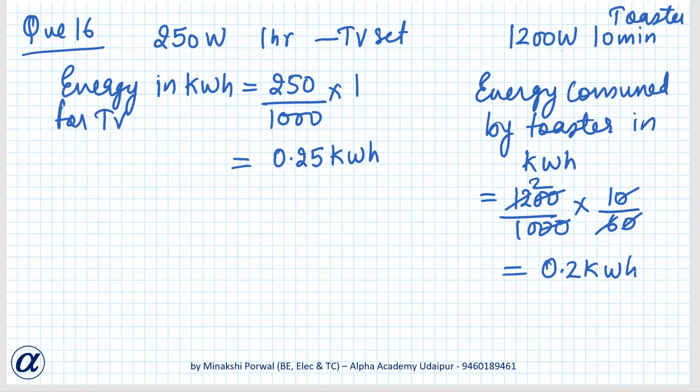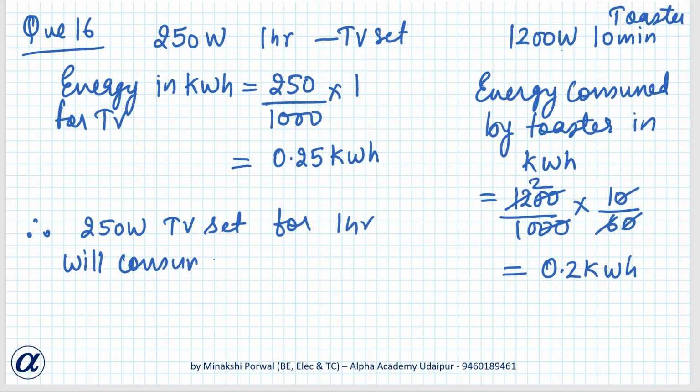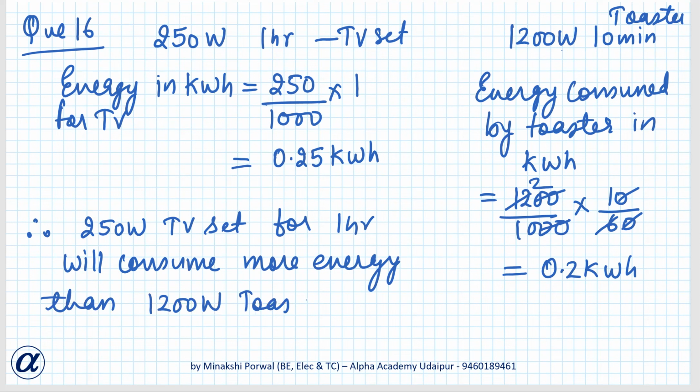So which of them will consume more energy? Therefore, a 250 watt TV set for 1 hour will consume more energy than a 1200 watt toaster for 10 minutes. This is the answer.